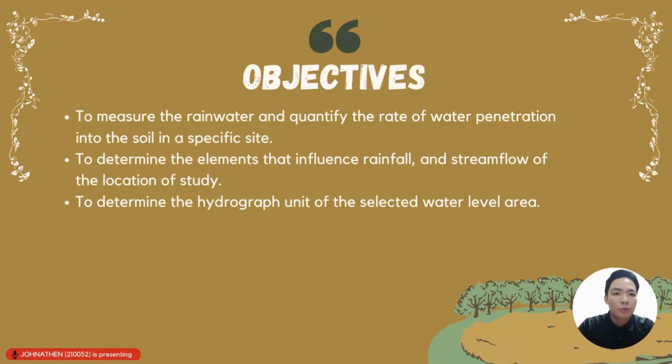First is to measure the rainfall, water and quantity of the rate of water penetration into the soil in the proposed site. Second is to determine the element that influences the rainfall and streamflow of the location of study. And third is to determine the unit hydrograph of the selected water level area.